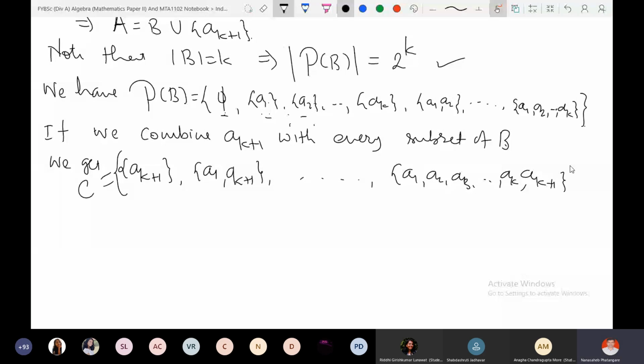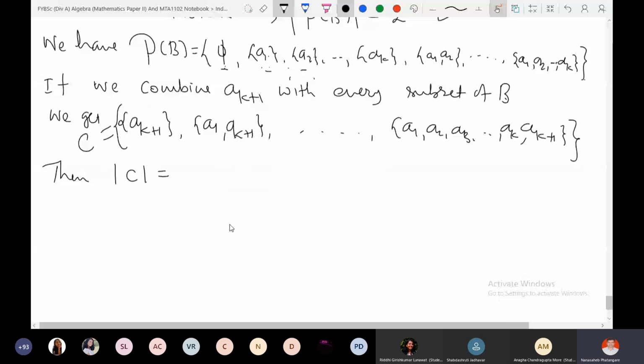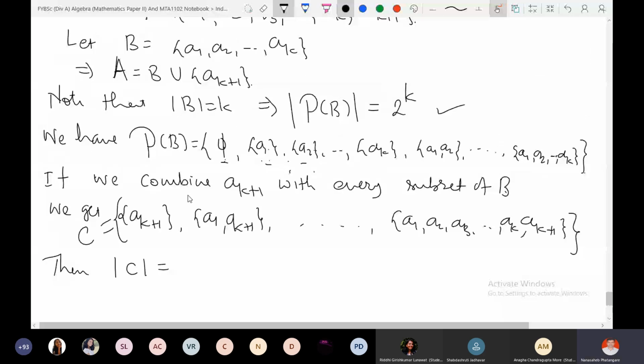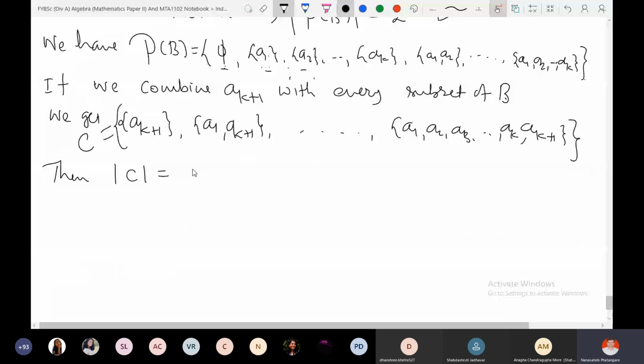If I combine AK plus 1 with every subset of B, I will get one more set C. Then what is the cardinality of C? How many elements are in C? Exactly, 2 raised to K, because I am just taking the same number of sets from B and just attaching one more element. So the cardinality of C is 2 raised to K.